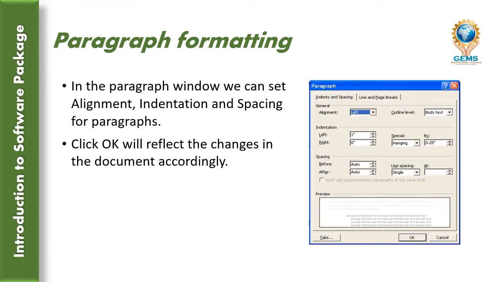So this is the paragraph dialog box. You can see here there are indent and spacing, line and page breaks options under the paragraph window. So what we can do in the paragraph window is set the alignment, indentation and spacing for paragraphs. So click OK. That will reflect the changes in the document accordingly.